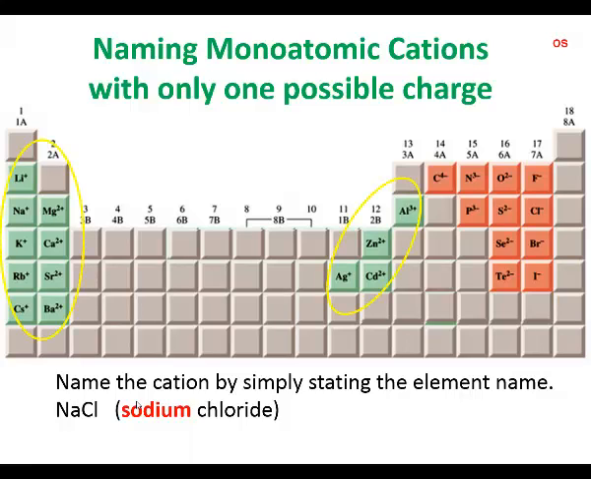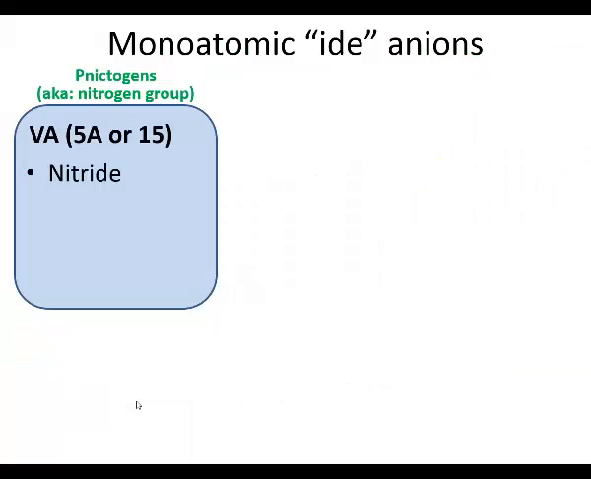So here were our monoatomic cations that have only one possible charge state, circled in yellow there. Now, if I want to look at the monoatomic anions that I should learn, first of all, they're going to have an ending that goes to "ide." So I'll take the element name and change the ending to an "ide."